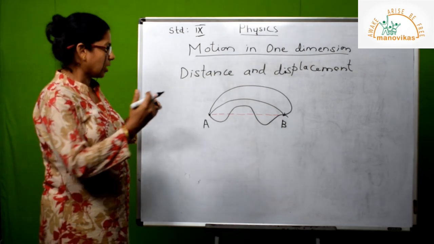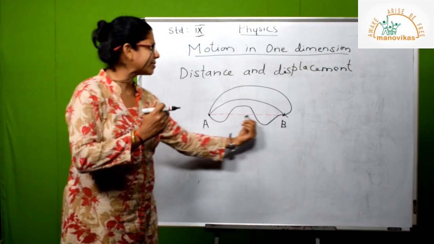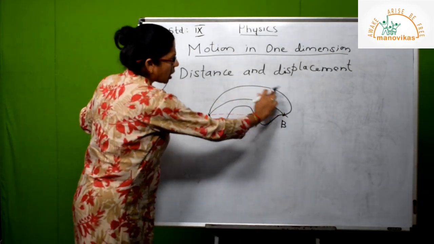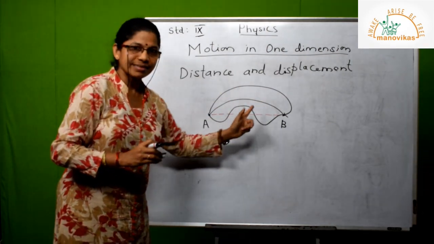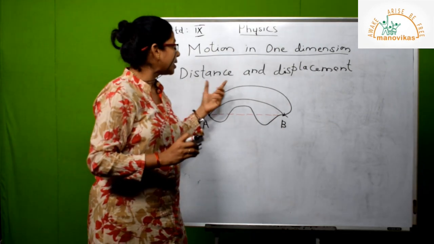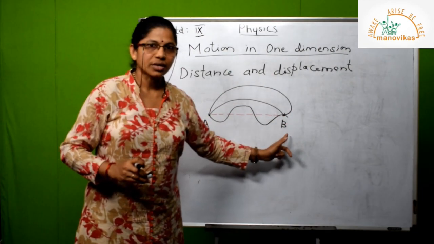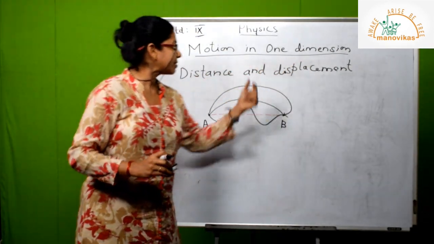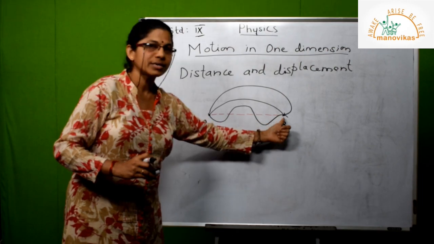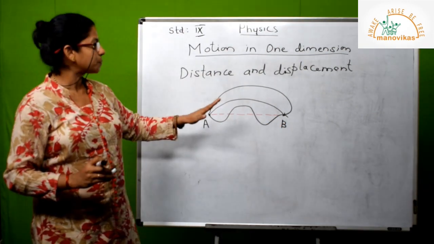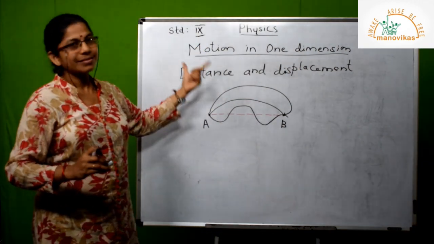So from the starting point to the end point, the shortest distance that is actually used is called displacement. Whereas all other paths which are being used are called distances. So distance is nothing but the total length that is covered to reach its destination, whereas displacement is the shortest path used to reach its destination. Now remember, displacement can be zero, but distance cannot be zero.